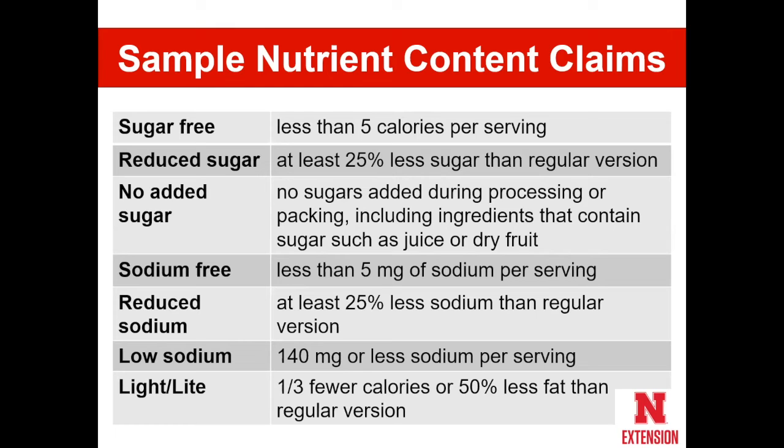Now, no added sugar. And again, I mentioned previously that Americans are consuming too much added sugar in their diet. The legal definition for no added sugar is that no sugar is added during processing or packing. They also include foods that contain natural sugars like juice and dried fruits. Those food products, though, if they're just on their own as a food product, don't have to list it as added sugar because it occurs naturally. But if they're used as an additional ingredient in another food product, it has to be listed as added sugar.